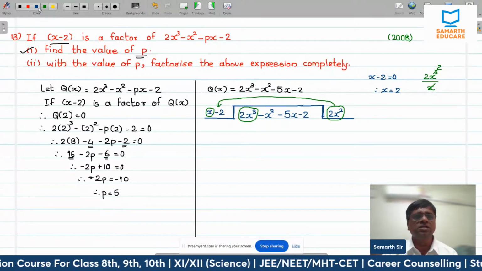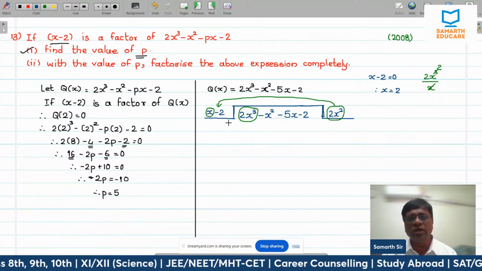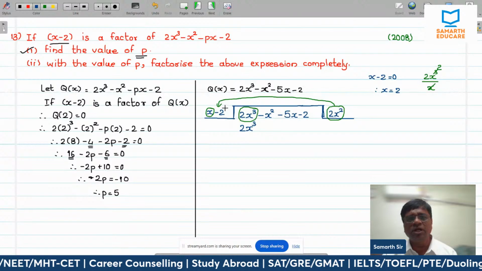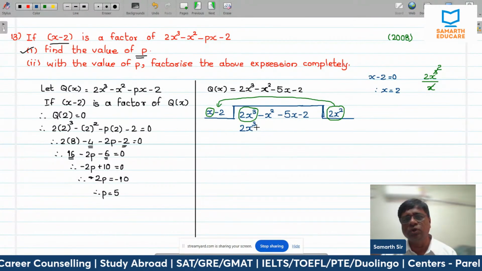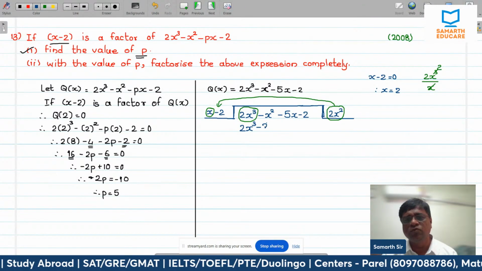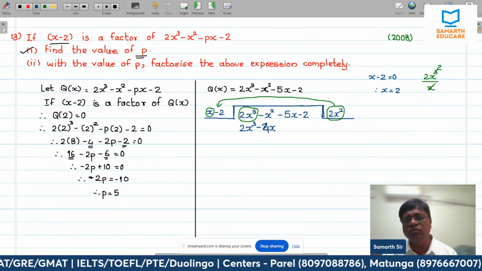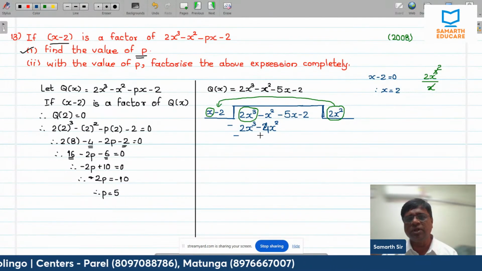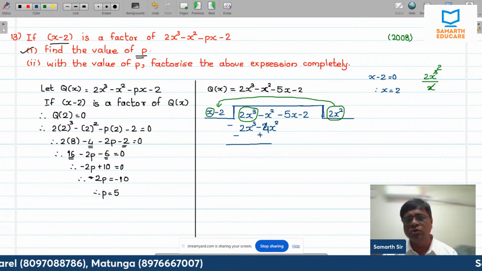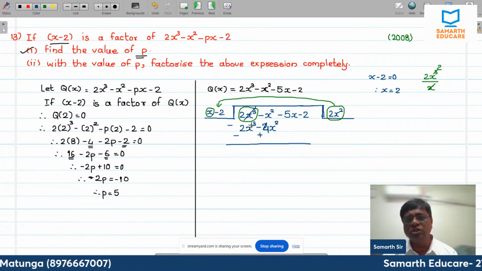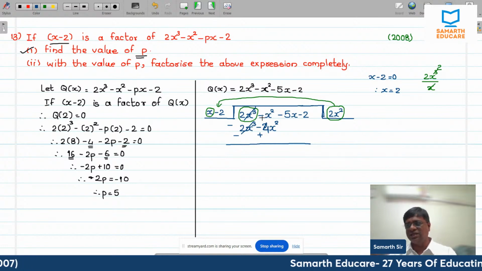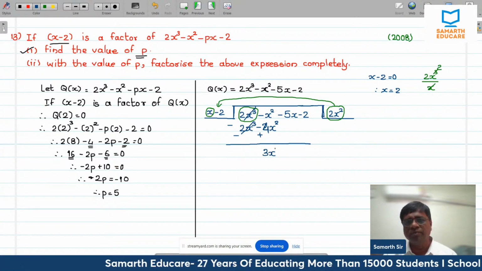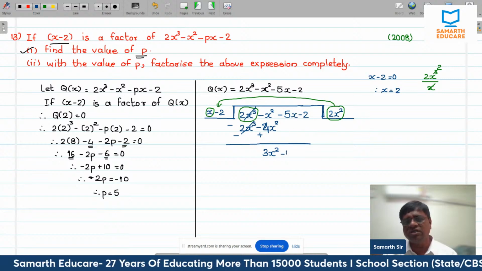So if I multiply by 2x², 2x² into x is 2x³. Also I will multiply 2x² by -2, it becomes minus 4x². Remember, minus 4x². The next step is always subtract. When we subtract, it changes the sign. So here, 2x³ minus 2x³ gets cancelled. Minus x² plus 4x² is 3x². I will take this minus 5x down now.